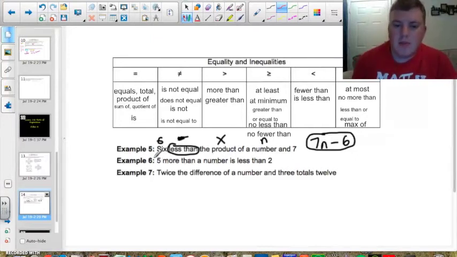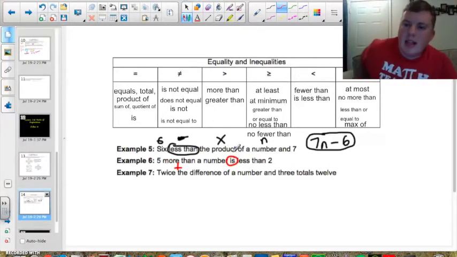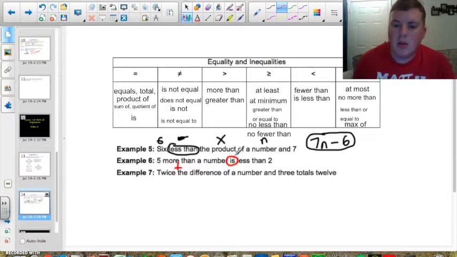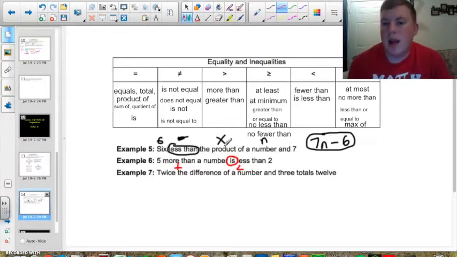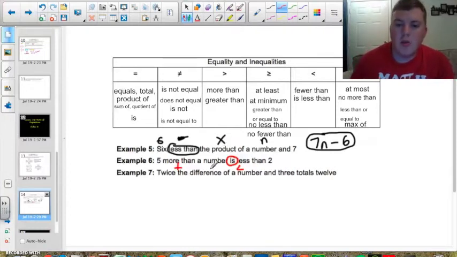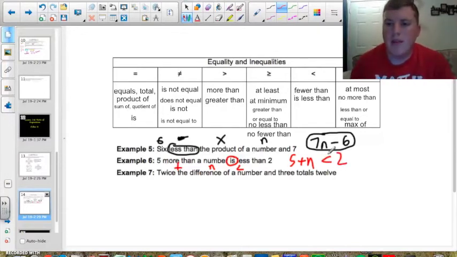It sounds like from reading it, 5 more than a number is less than 2, that we are going to be doing addition with the more than. And then because of this little word right here, the is, it says is less than, that's telling us that we're going to be using the inequality symbol of less than rather than subtraction. If it just said less than, then we would be doing subtraction, but that is going to make a big difference in what we need to do. So 5 more than a number, we'll use n again. So 5 plus n, it's going to be less than 2. And we have our answer.